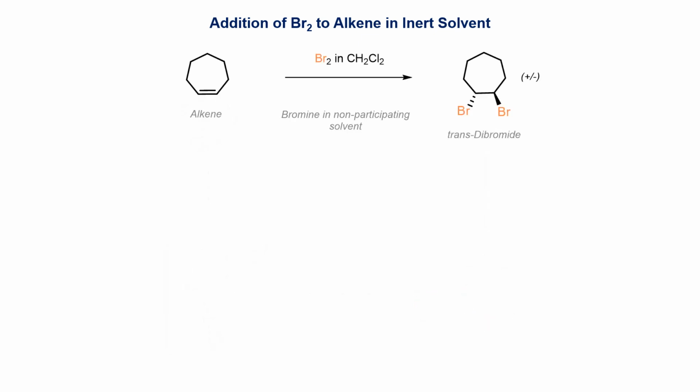Overall, treating an alkene with molecular bromine results in trans-dibromide products only. The cis isomers are not formed since a strained bromonium ion is created in order to avoid an open carbocation.